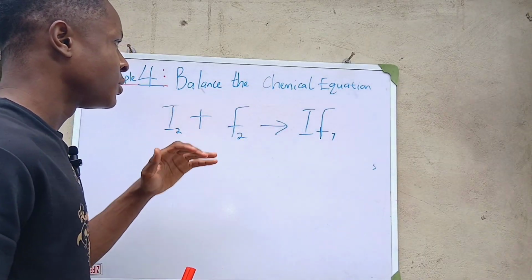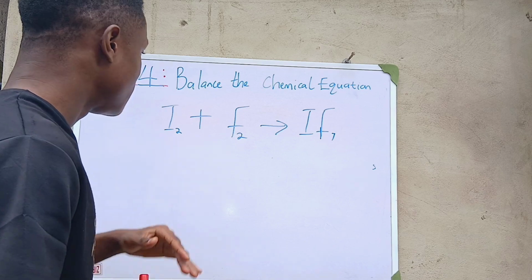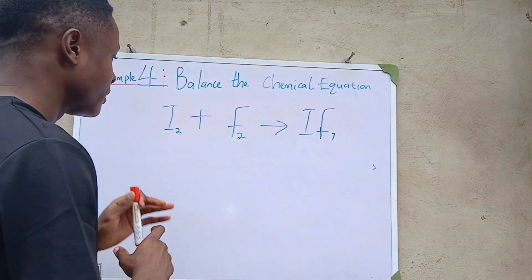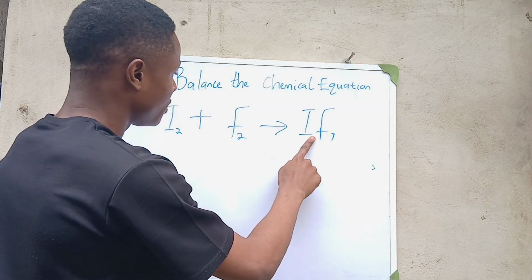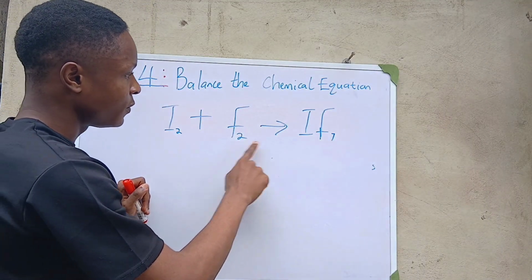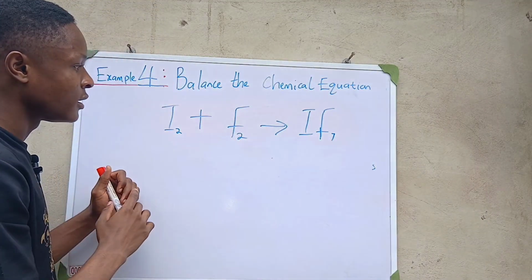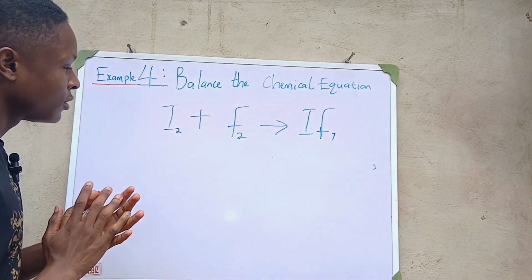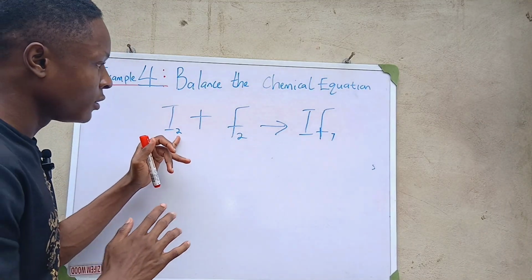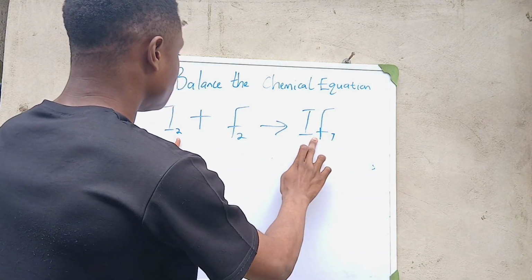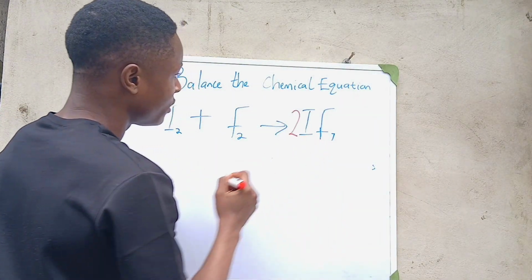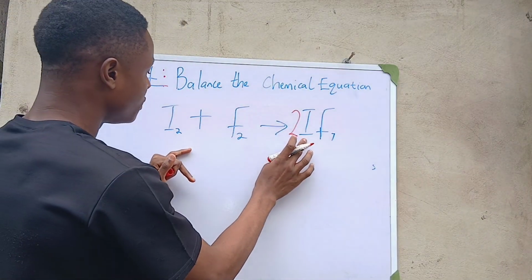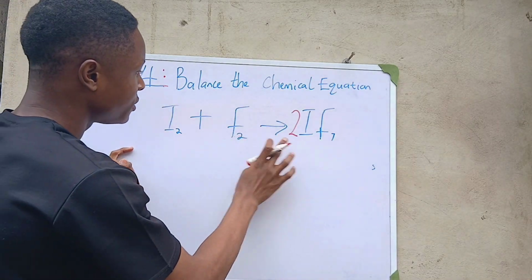So here you are asked to balance this chemical equation. Now let's check if it's balanced. Iodine here is 2, iodine here is 1, fluorine here is 2, fluorine here is 7, so it's not balanced. So let's try to check how to balance it. We have 2 iodine here and 1 iodine here. So let's try adding 2 here. So now we have 2 iodine and 2 iodine, making iodine balanced.